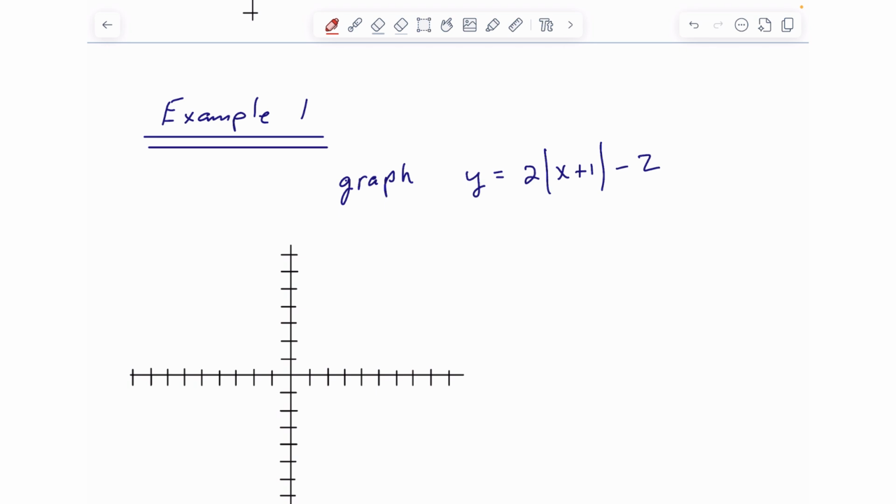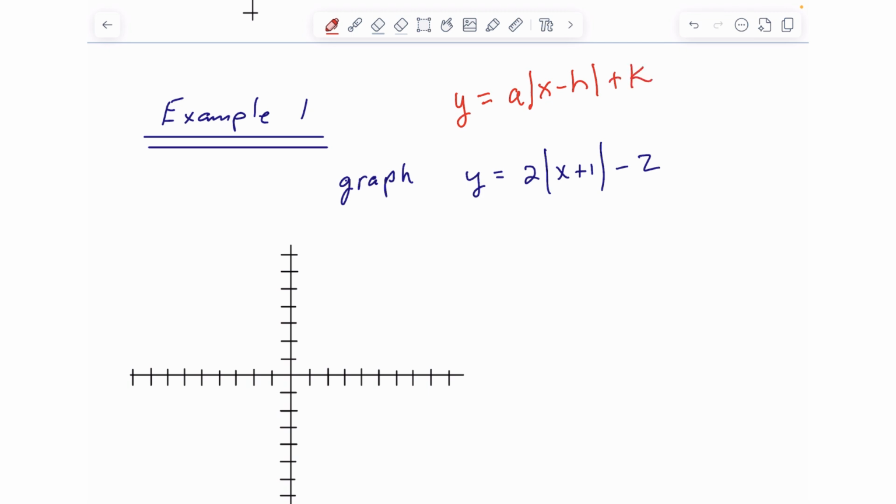Today, on this example, we're going to talk about absolute values and graphing them. Now, the first thing we're going to do is, remember from our last video, the equation is written as y equals a times the absolute value of x minus h, plus k.